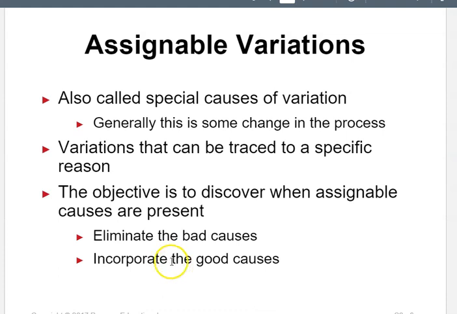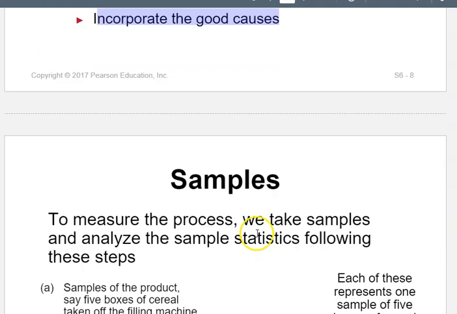Assignable variation is also called special causes of variation. Generally, this is some change in the process, variation that can be traced to a specific reason. The objective is to discover when assignable causes are present, eliminate the bad causes, and incorporate the good causes.